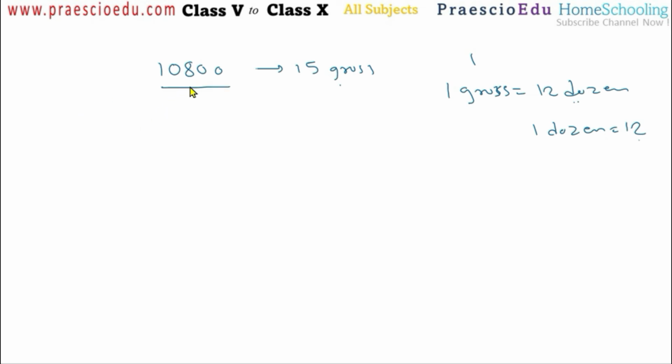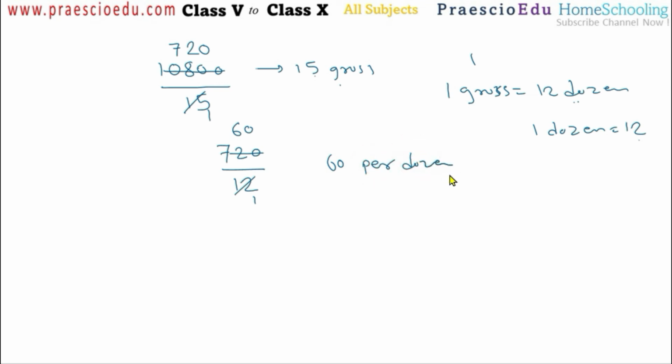So now 10,800 divided by 15 to get the one gross cost. 15 ones are 15, and 15 sevens are 105, so 3 balance, so 30, 15 twos are 30, and then 0, so 720 rupees for one gross. Now for one dozen we have to calculate, so divide by 12. 12 ones are 12, 12 sixes are 72, and then 0, so 60 rupees per dozen.